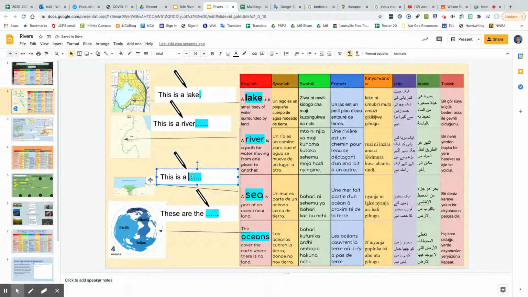This is a sea. A sea is a part of an ocean near land. These are the oceans. The oceans cover the earth where there is no land.